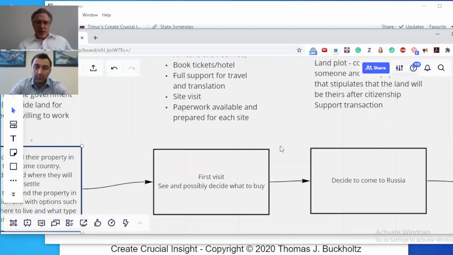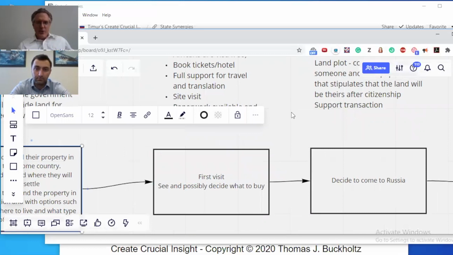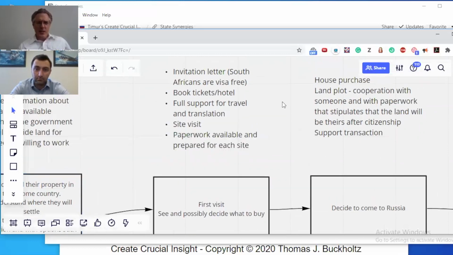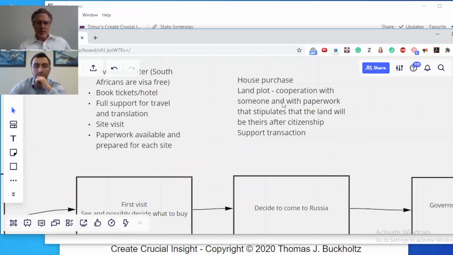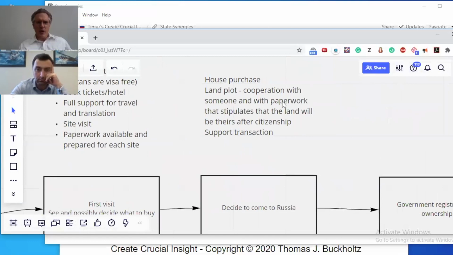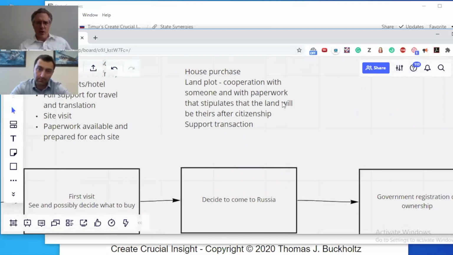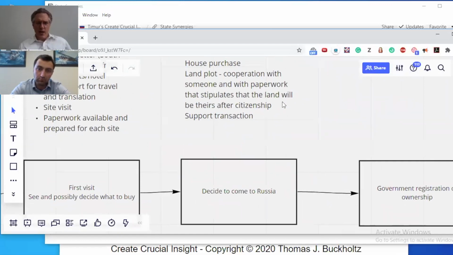So then they book a ticket and they come and say hello. Then there's a full service available for them to come see the location, site visits, and the paperwork is already ready so they can see everything. They can start to meet people. If they decide to make the purchase, then you have all the paperwork ready to go in support of becoming Russian citizens. And there are stipulations in the contract that say that they can own the land at some future point when they have become a citizen.